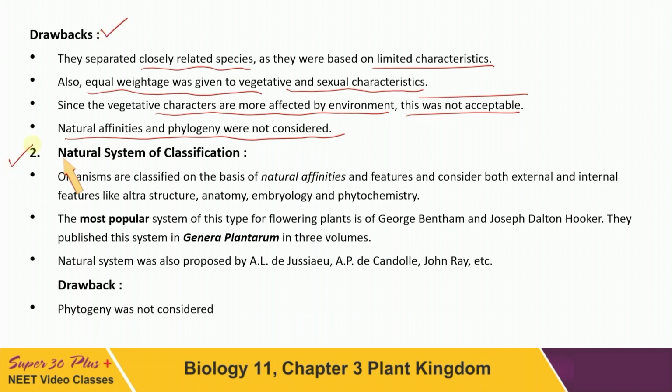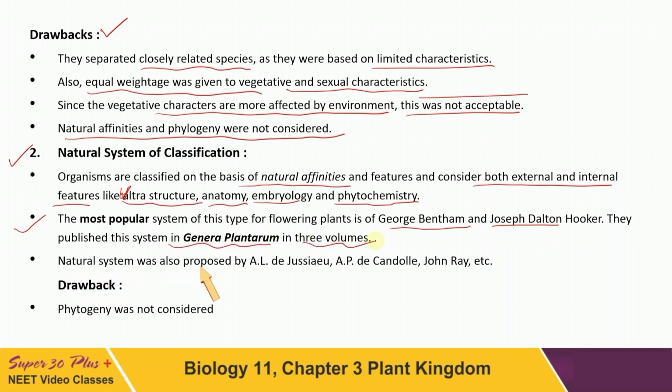Then come to the second one, natural system of classification. It is based on natural affinities, and it has considered both external and internal features, even ultrastructure of cell, internal structure, embryology, and phytochemistry. The most popular system of natural classification was proposed by Bentham and Hooker, George Bentham and Joseph Dalton Hooker. They published this in Genera Plantarum in 3 volumes.